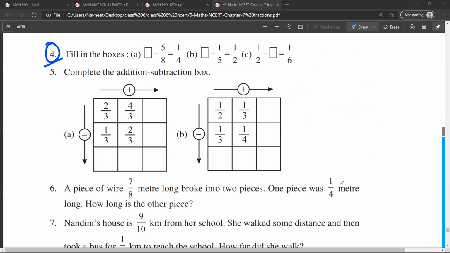Okay. Now see, in this part, fifth question, we need to add when we go towards this side. So 2 by 3 plus 4 by 3 would be equal to, what should I write here? 6 by 3. Perfect. Or I can write this as 2. What should I write here?